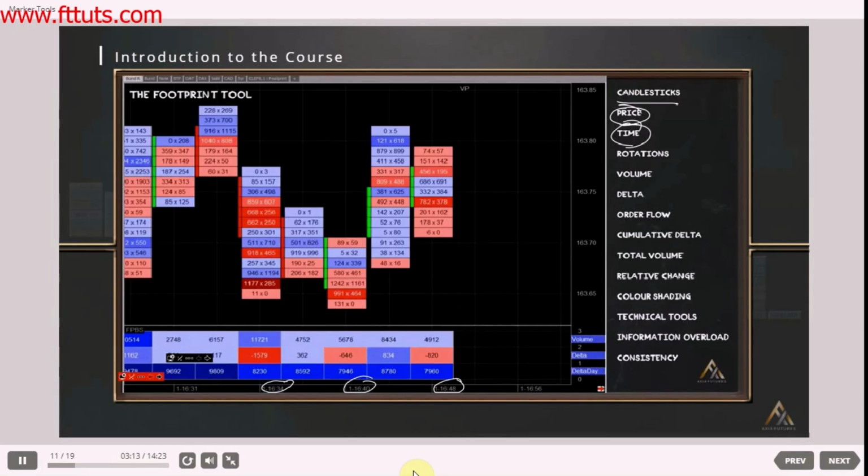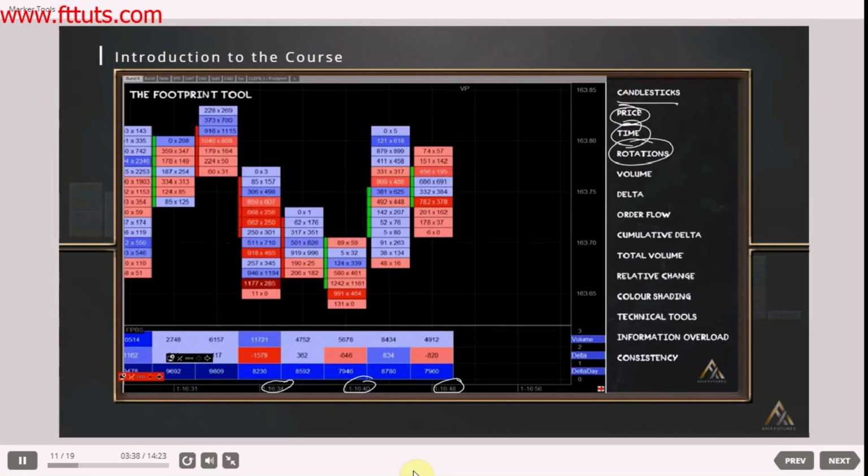rotations, and the reason is very simple. Certain strategies like momentum-based strategies or flow-based strategies tend to be better revealed utilizing a point and figure chart, whereas more relative change strategies and counter trend strategies can be better seen utilizing a time-based rotation.